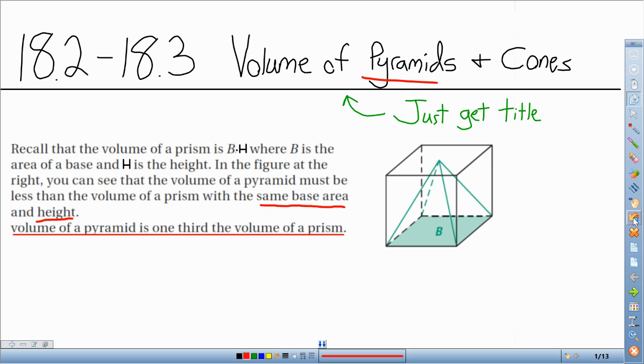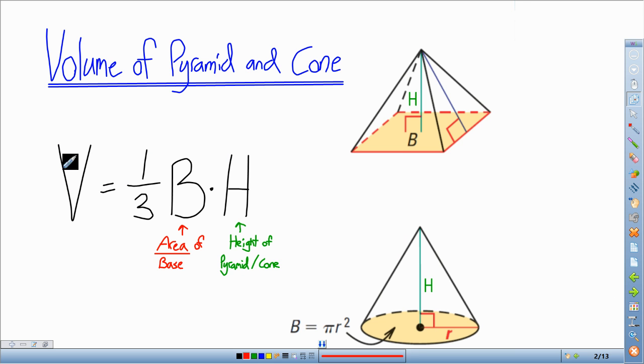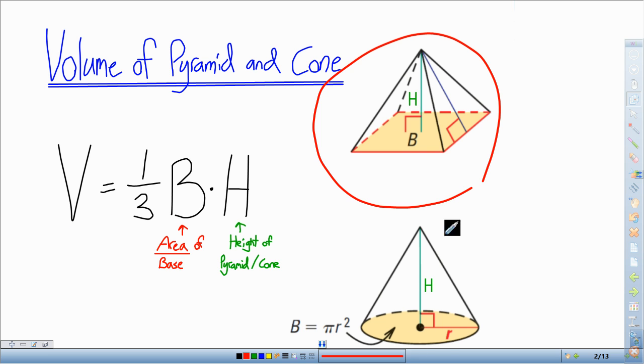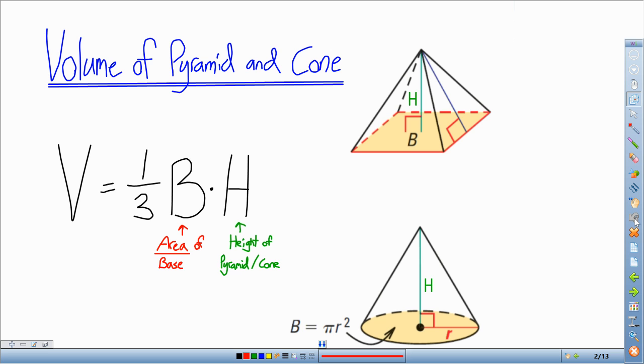Okay, so ultimately what this all comes down to is this last thing. It says the volume of a pyramid is 1/3 the volume of a prism. Okay, and that leads into our formula. Here it is: V equals 1/3 capital B times capital H. All right, so go ahead, take a minute to copy this formula, get the drawings of this pyramid and this cone, and then we'll get into it.